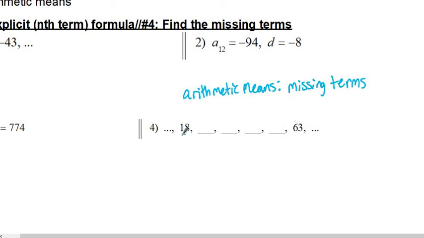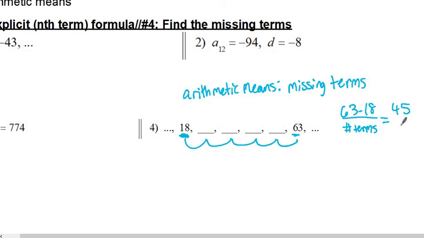Alright, so let's think about it. So we're going from 18 to 63. That means we traveled a distance of 45. That's the difference between those. And we want to know how many terms did we travel. So it looks like this term, there's 1 jump, there's 2, 3, 4. Looks like it took us 5 jumps to do that. So we traveled a distance of 45 in 5 jumps. That means we went 9 each time. So the way that you can check that you're doing this correctly is start adding 9 to these numbers, and if you wind up at 63, then it will work.